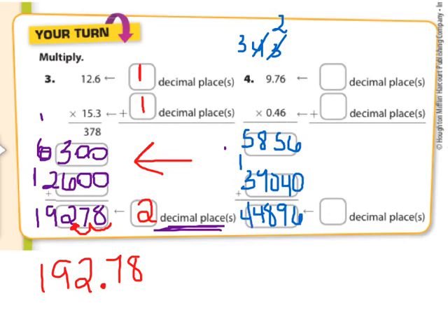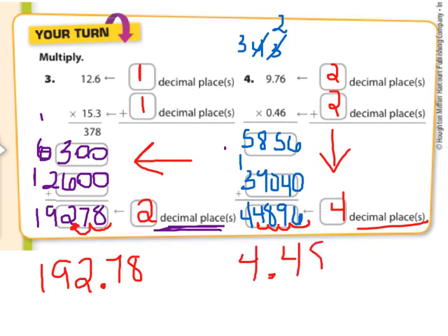Okay, so we've done all that correctly. Now we want to go back and check our decimal places. This one has 2. This one has 2. So all together, we're going to need 4 decimal places in our answer. So once again, we start here at the end, and we go to the left 1, 2, 3, 4 times. And so our final answer would be 4.4896.